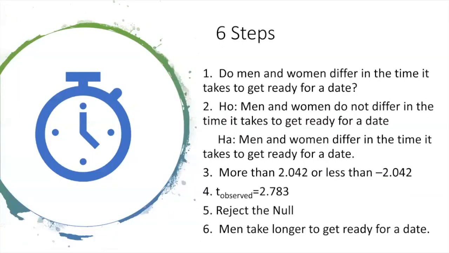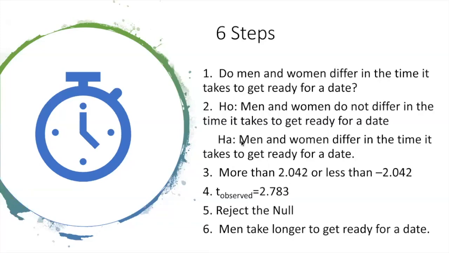So here are our 6 steps. Do men and women differ in the time it takes to get ready for a date? The null is that they do not differ, and the alternative is that they do differ. Our rejection region is more than 2.042 or less than negative 2.042. Our observed value was 2.783. I rejected the null.